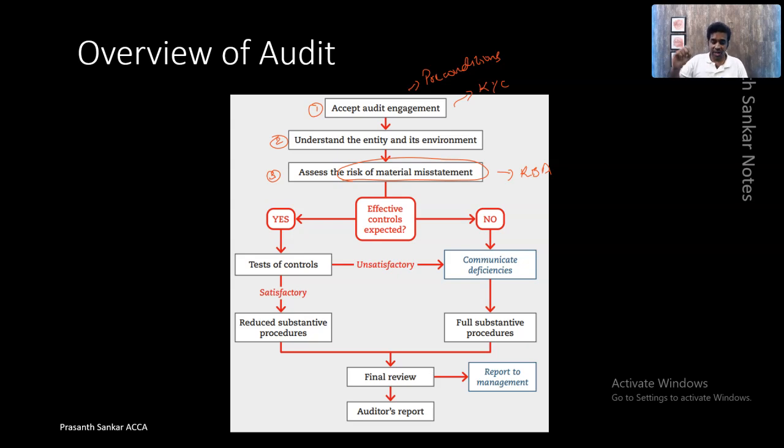This identification of risk of material misstatement is what your Section A 50-marker question is all about, and that's what we're going to learn in detail. We will identify the risks associated with material misstatement. To give you a simple example, the company is supposed to account for a transaction as per IAS 16, but it didn't account properly and there is a mistake. As an auditor, we did not identify the mistake and we issued a clean opinion. That is a risk.